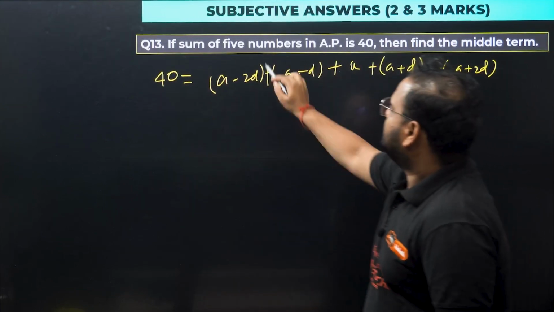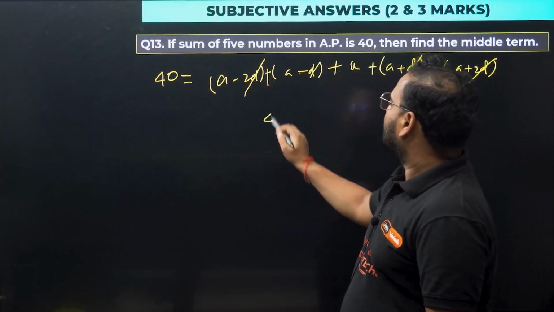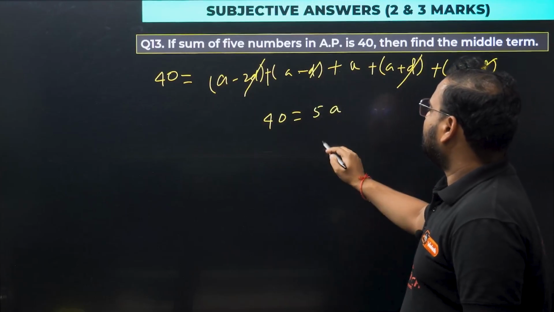Okay. This 2D and this 2D will get cancelled. This D and D will get cancelled. You have the answer as 40 equals A plus A 5 times. I get 5A. A value is 10.